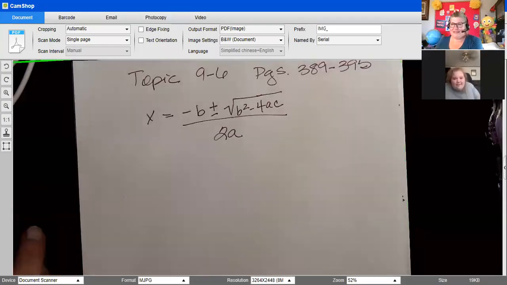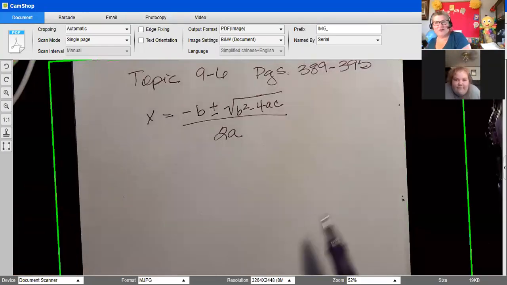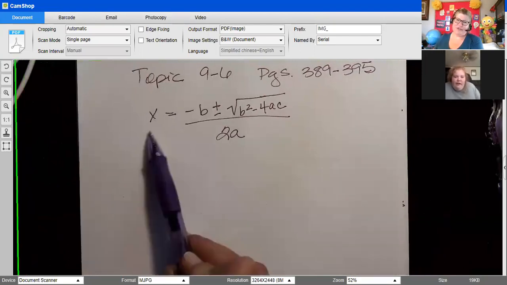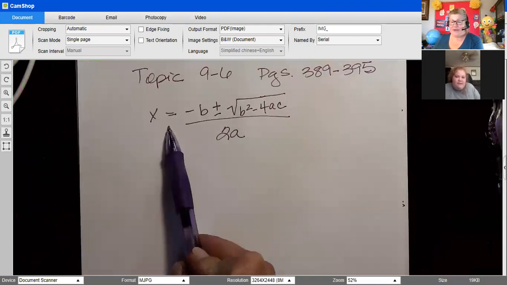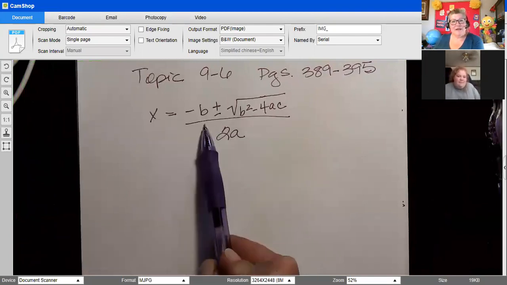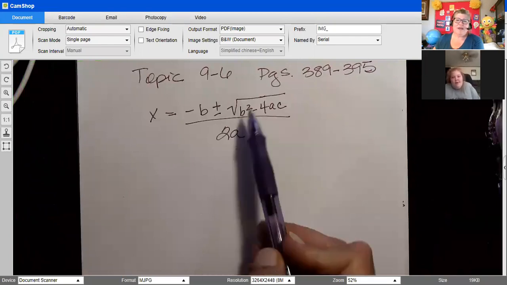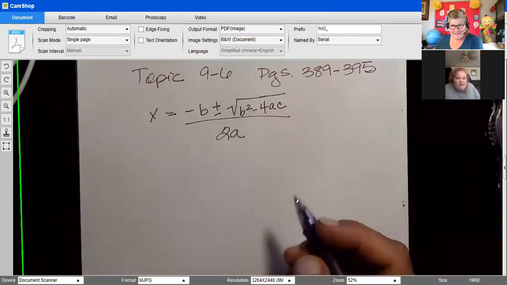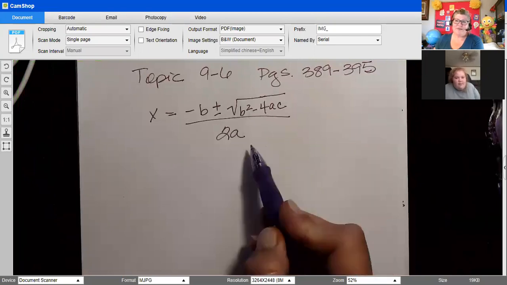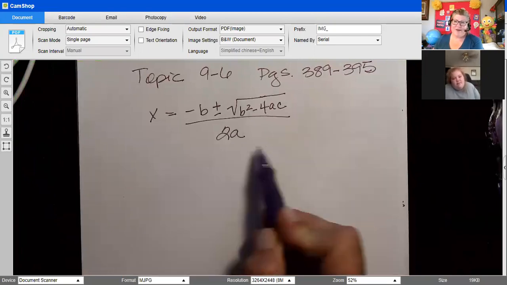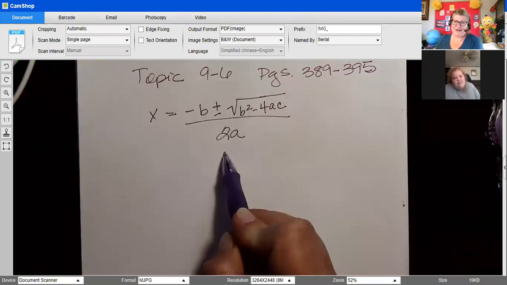All right, so here we go. Quadratic formula. x is equal to minus b plus or minus the square root of b squared minus 4ac, all over 2a.